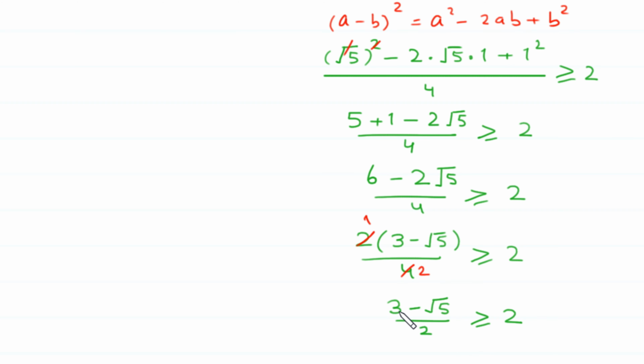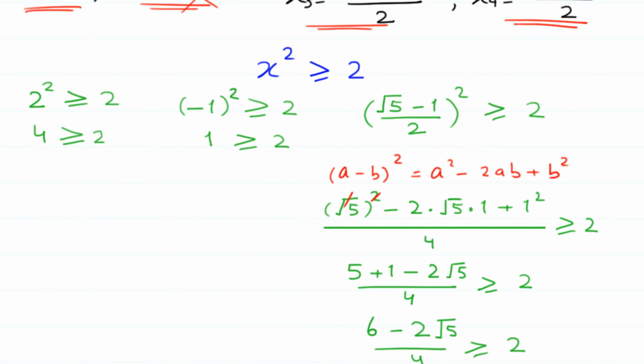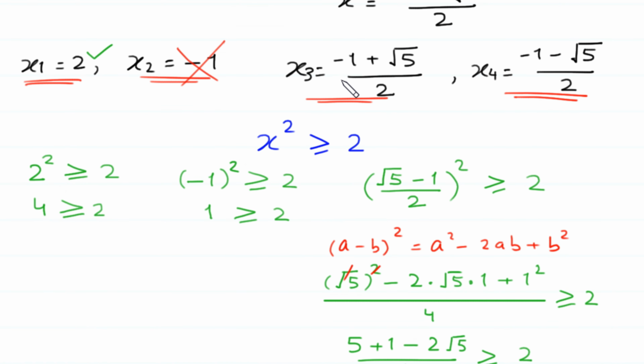You can see that this 3 minus square root of 5 over 2 is not greater than or equal to 2. So this condition is false. The third solution is not a solution. We reject this one. Now we check this fourth one.